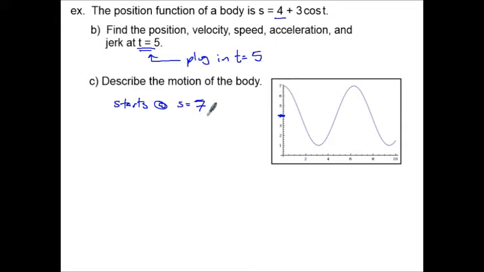So it starts at s equals 7, position of 7, then it oscillates between 7 and 1. And I'm fine with that. You don't have to write a 5-paragraph essay about all those other features. I'll be thrilled if you give me that much.